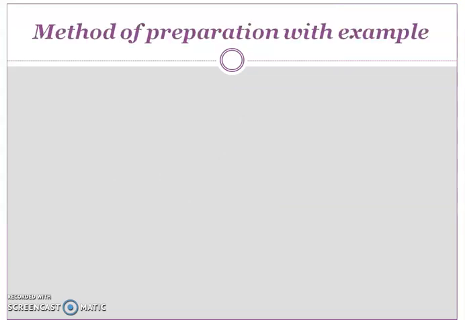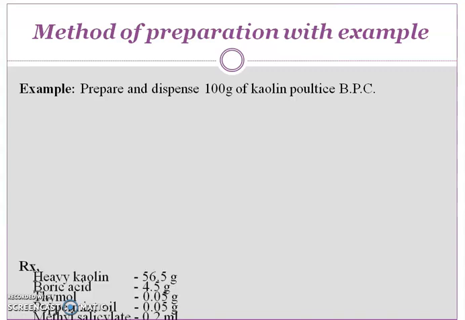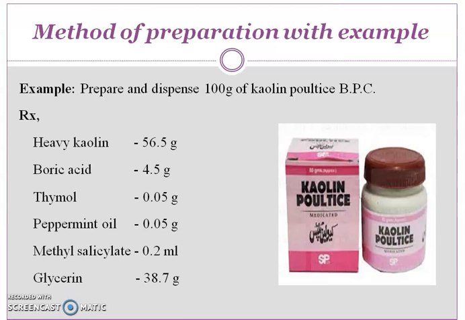Now let us discuss the method of preparation of poultices. Example: prepare and dispense 100 gram of kaolin poultice BPC. This is the formula for it. It is a marketed preparation, as you can see in the diagram.